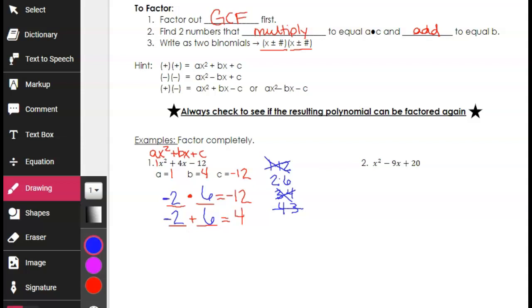So when I create my two binomials, the first one will have an x at the beginning and then a minus 2, because that's my first magic number. And then the second binomial will have an x at the beginning and then a plus 6 for my second magic number. And this is my factored form of x squared plus 4x minus 12.